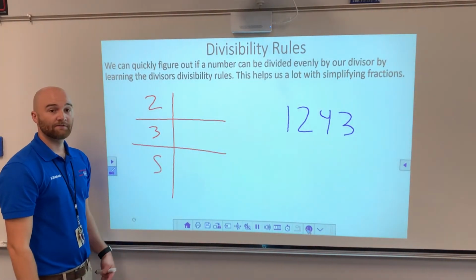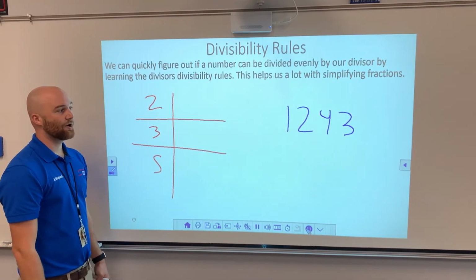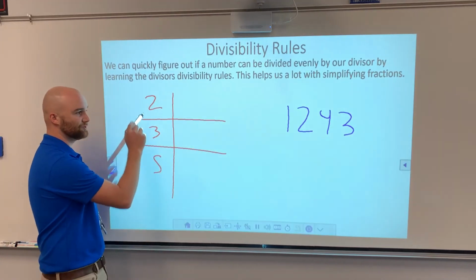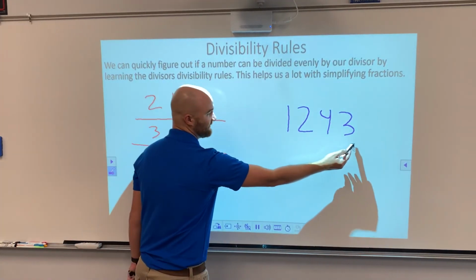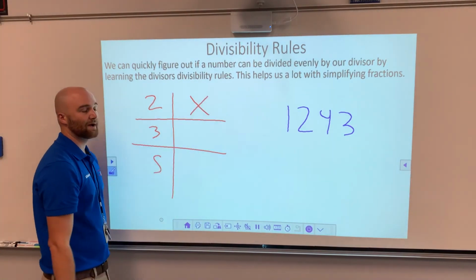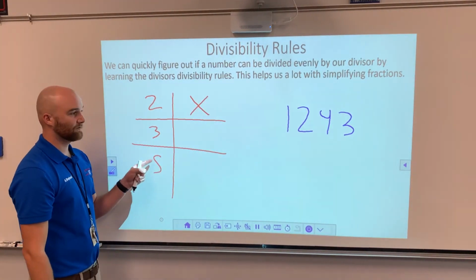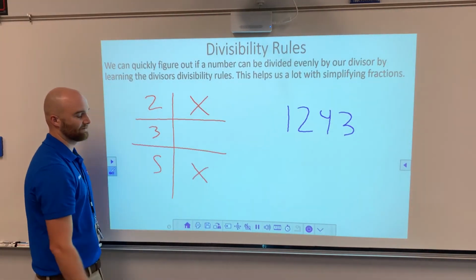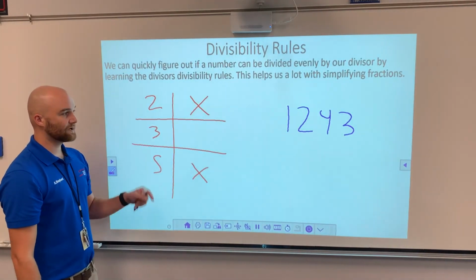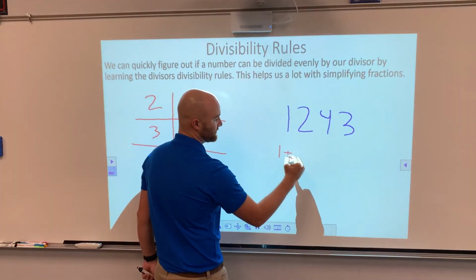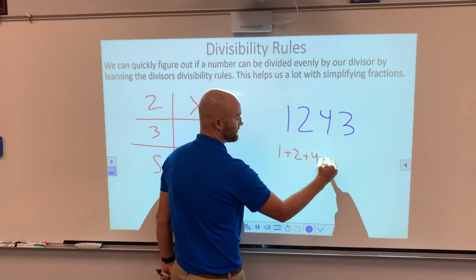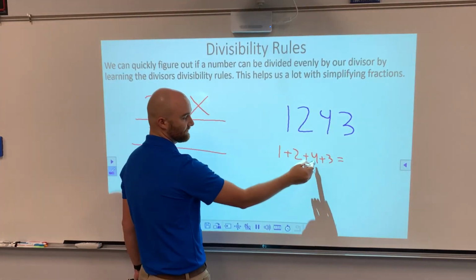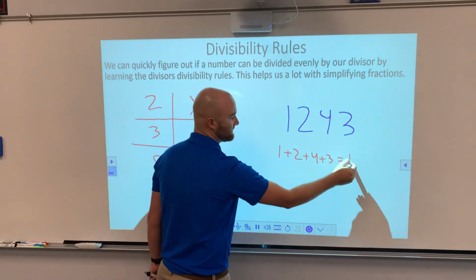1,243. The first thing that I'm going to do is I'm going to see, okay, for 1,243, does it work for 2s? No, it's not even, so I know it's not divisible by 2. Does it work for 5s? Well, it doesn't end in a 0 or 5, so it's not divisible by 5. Does it work for 3? 1 plus 2 plus 4 plus 3. 1 plus 2 is 3, plus the 4 is 7, plus the 3 is 10.